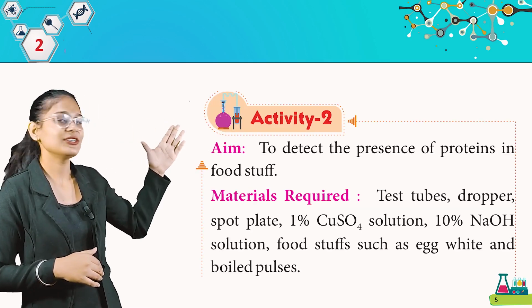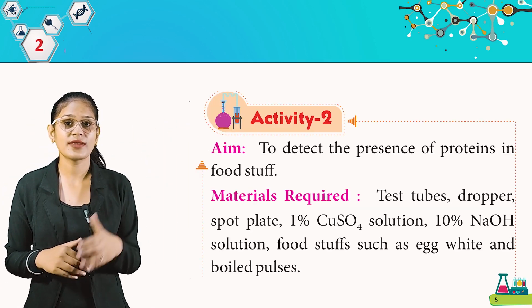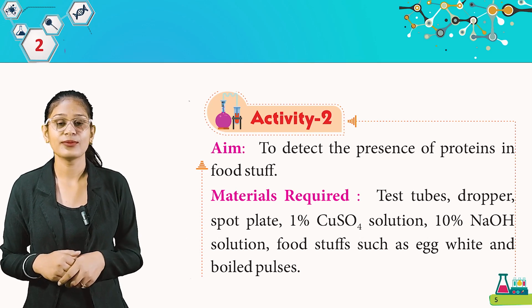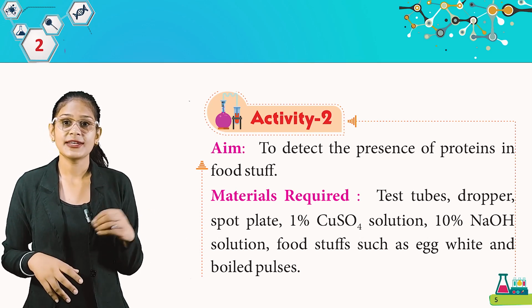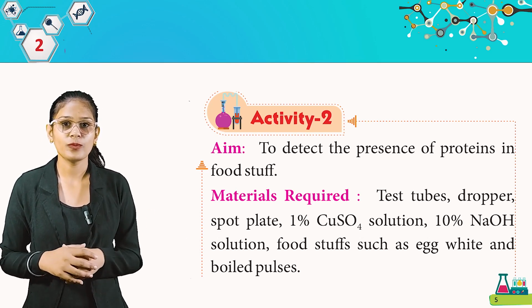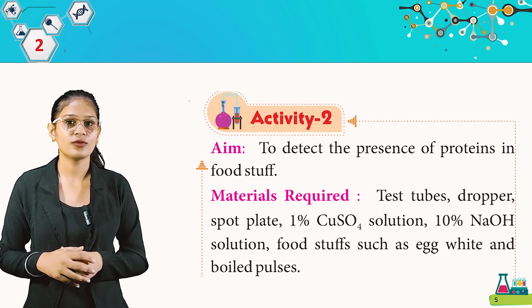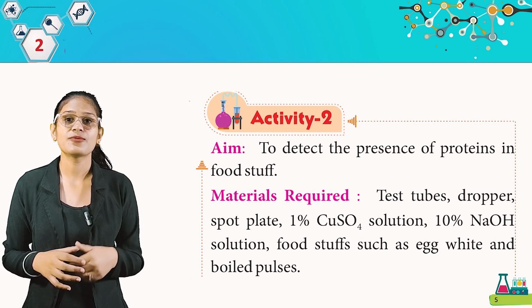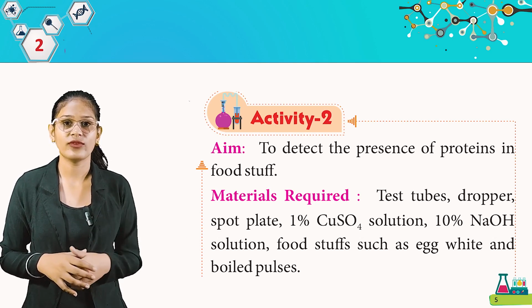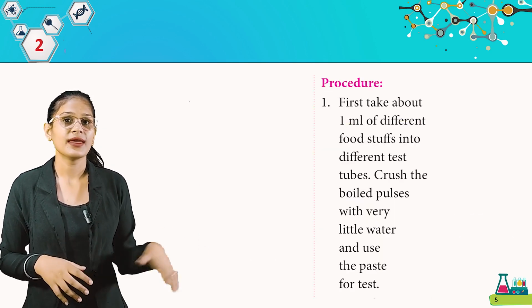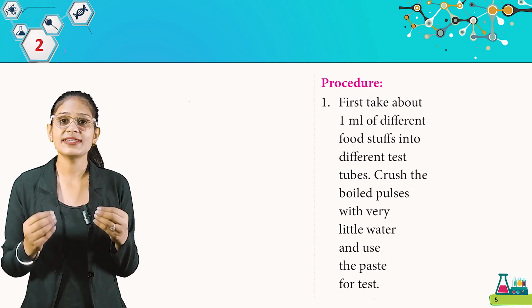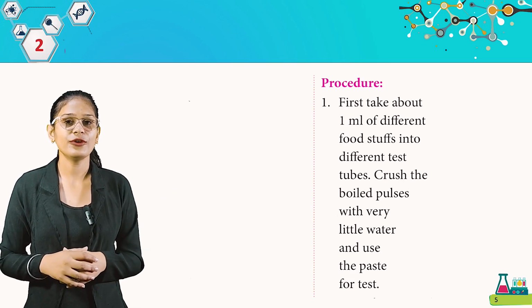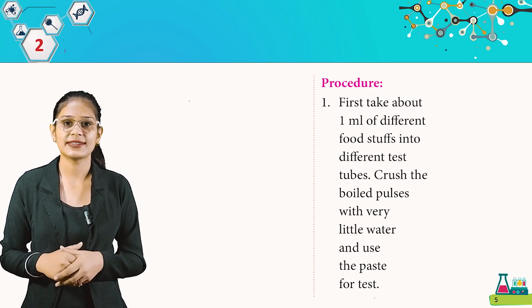Here is Activity 2. Aim: to detect the presence of proteins in foodstuff. Materials required: test tubes, dropper, spot plate, 1% CuSO4 solution, 10% NaOH solution, foodstuffs such as egg white and boiled pulses. Here is procedure. First, take about 1 ml of different foodstuffs into different test tubes.